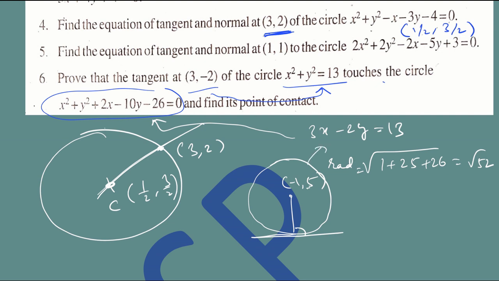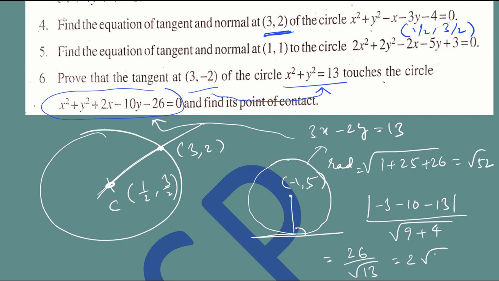Now let's go for the distance from the center to this line. If I apply the distance formula, I'll get the modulus of (−3 − 10 − 13) by root of a² + b². So the numerator is 26 by root 13. So this is nothing but 2 root 13, which is nothing but sending 2 inside, root 52. You can see that this is nothing but the radius. Therefore, it is actually a tangent to this circle. Okay, let's move on to the next problem.